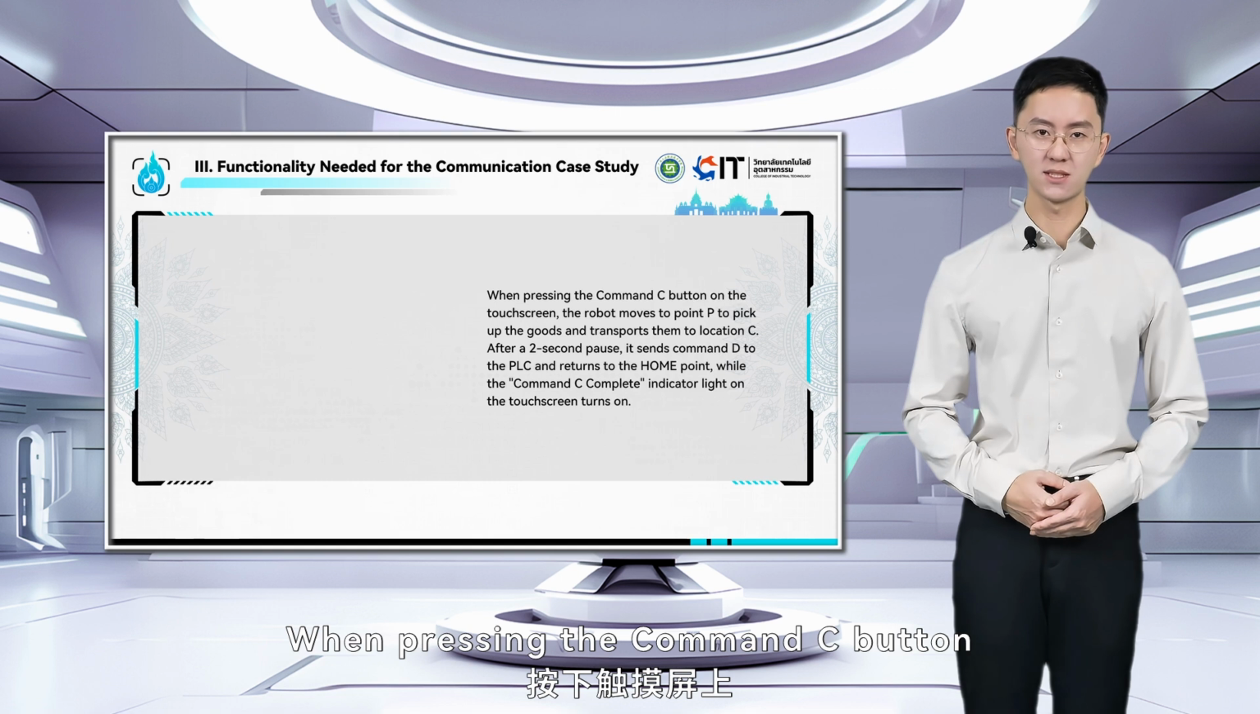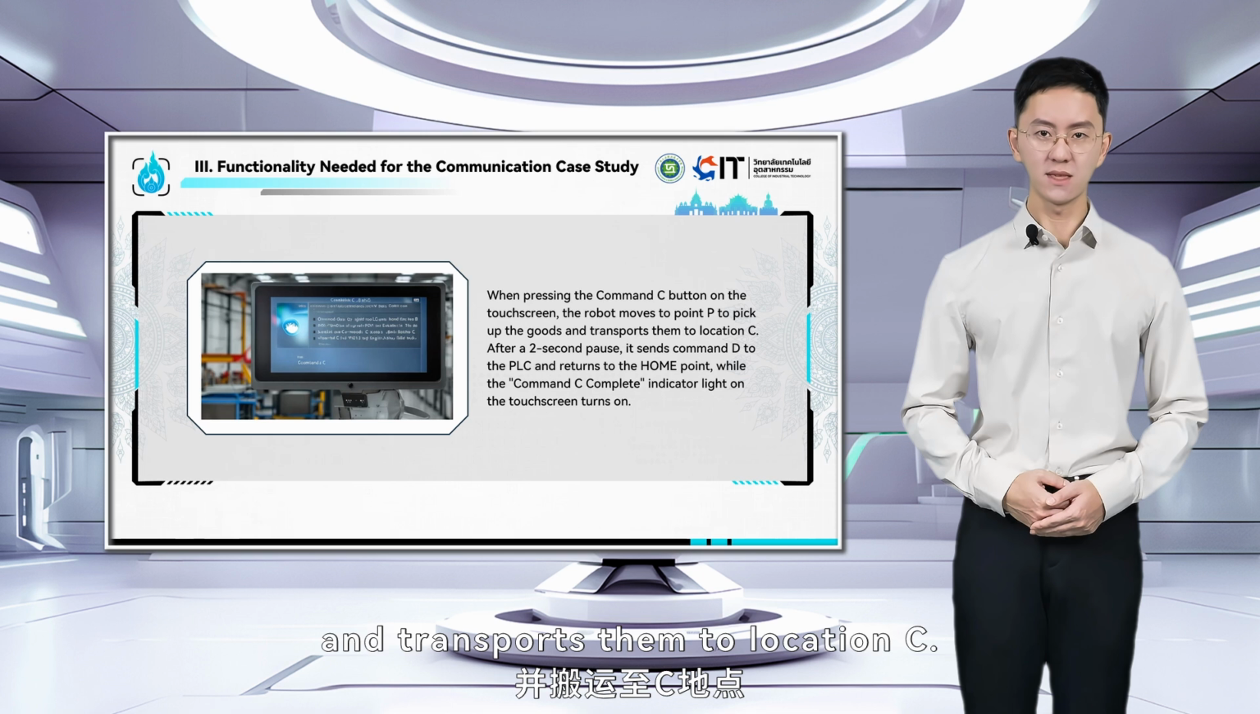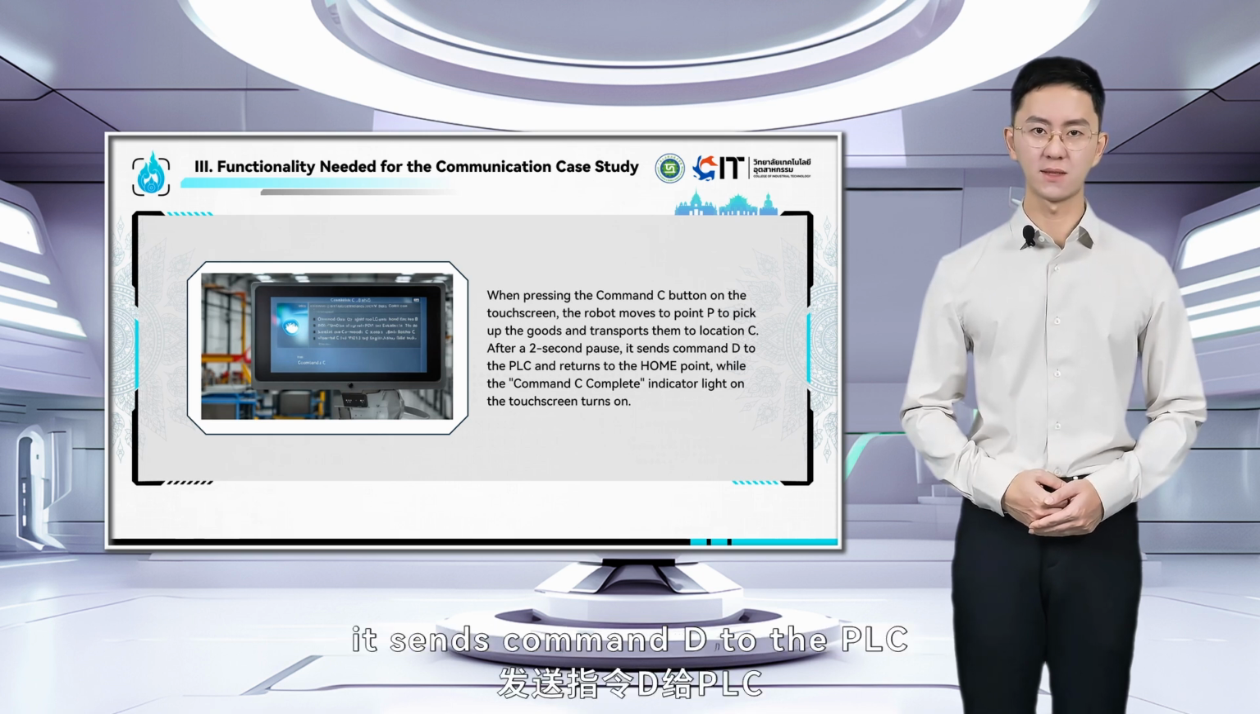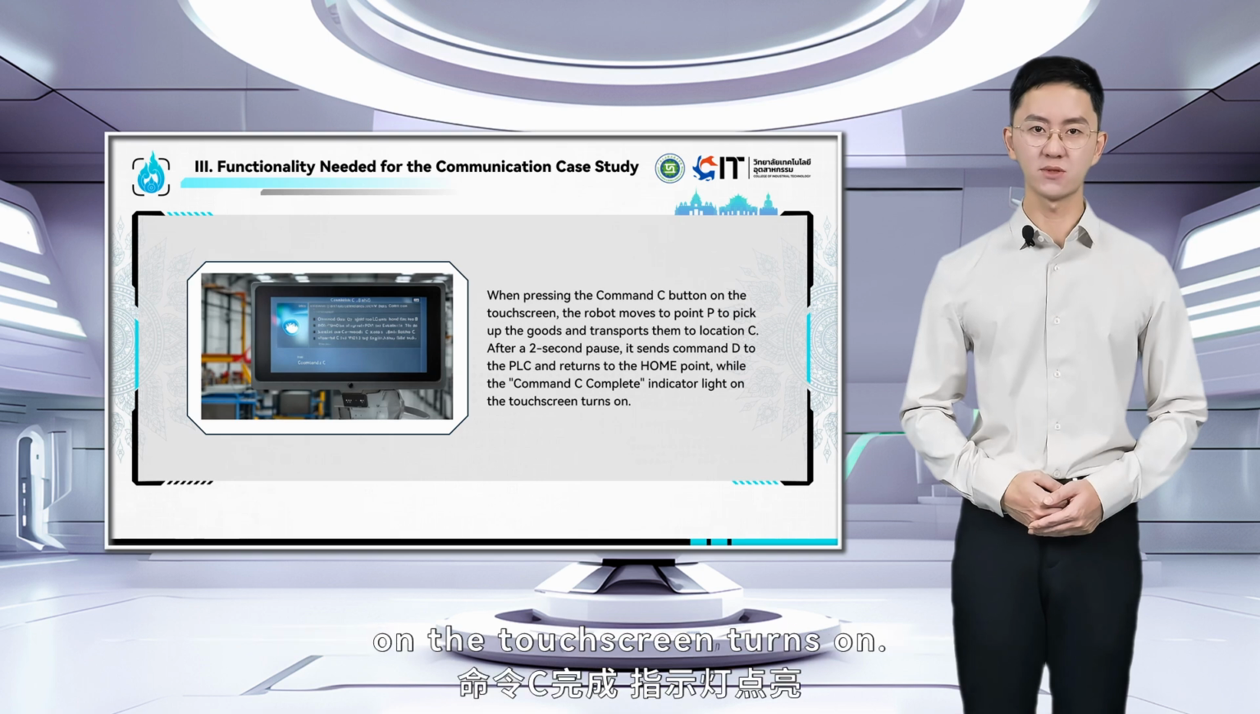When pressing the Command C button on the touchscreen, the robot moves to point P to pick up the goods and transports them to location C. After a 2-second pause, it sends Command D to the PLC and returns to the home point. While the Command C complete indicator light on the touchscreen turns on.